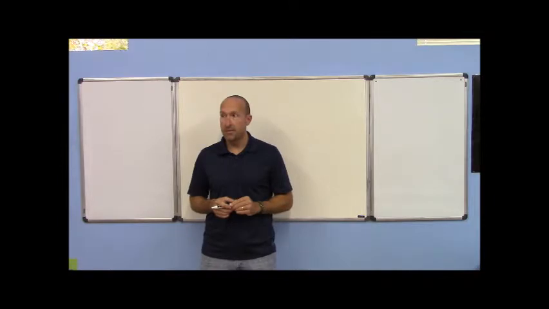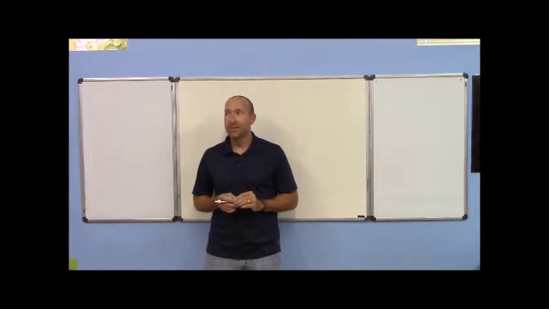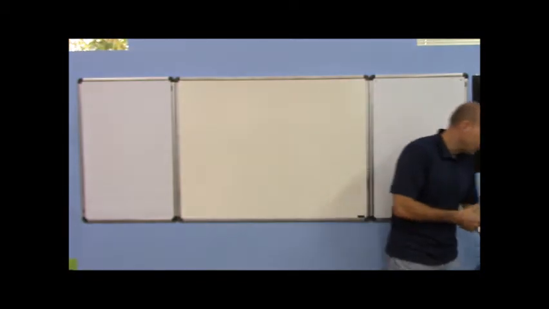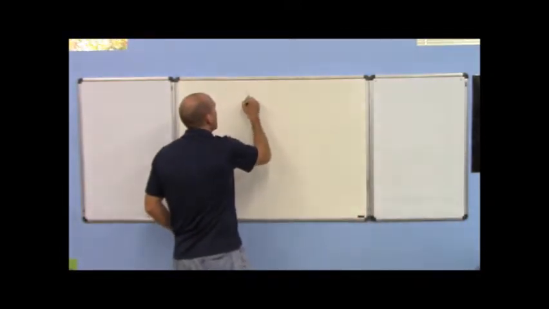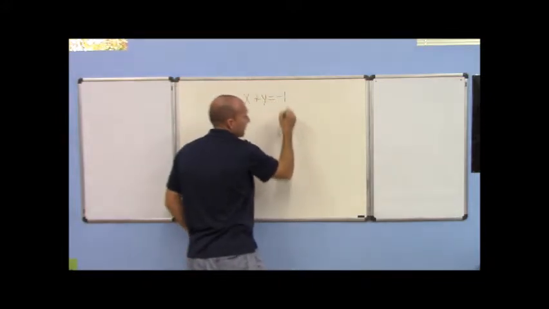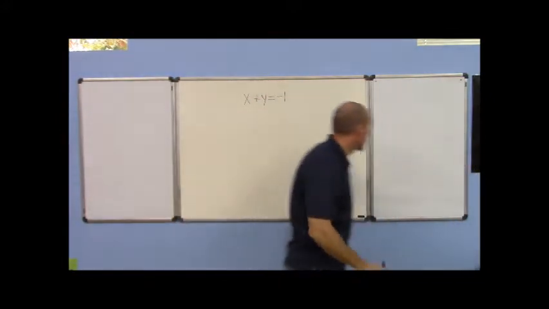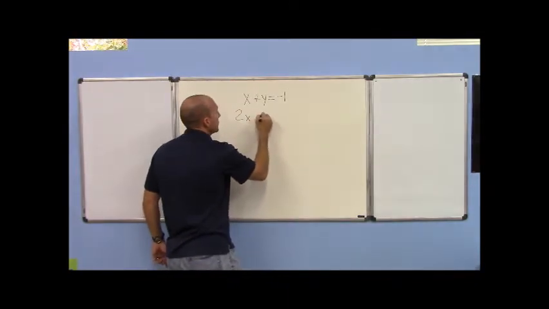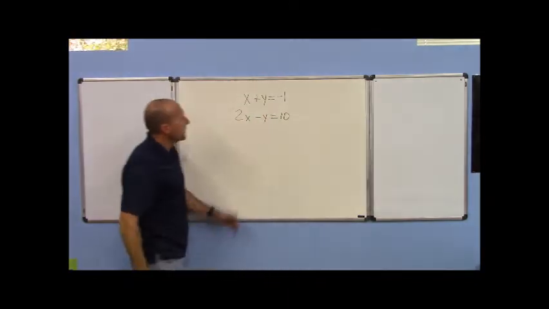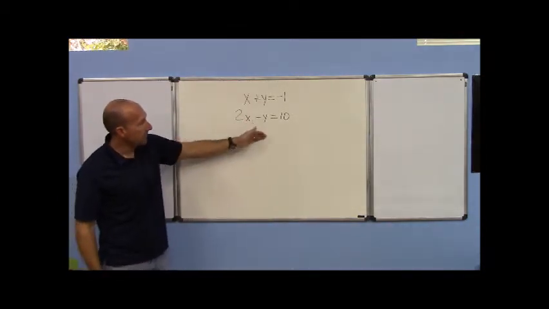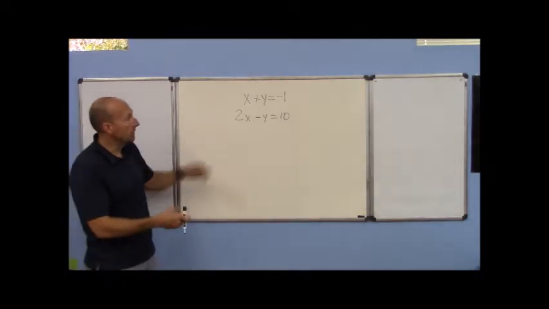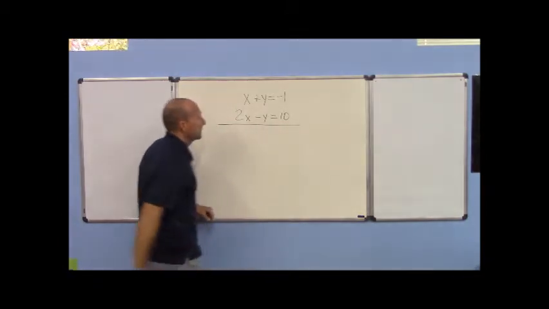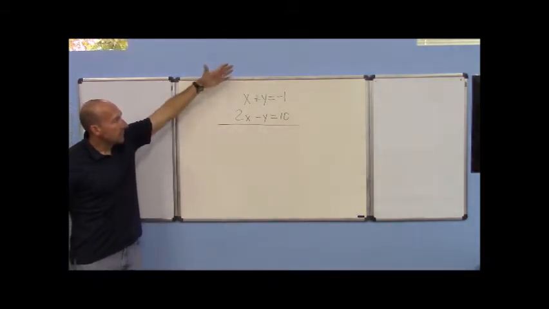Do we like it whenever math is easier for us? Yes, we do. All right, so the idea behind this method is to eliminate one of the variables. So let's look at this. x plus y equals minus 1, and 2x minus y equals 10. Notice that our x's are lined up, our y's are lined up, and our constants are lined up. So, doing this, we can draw a line underneath, and we can add them together.